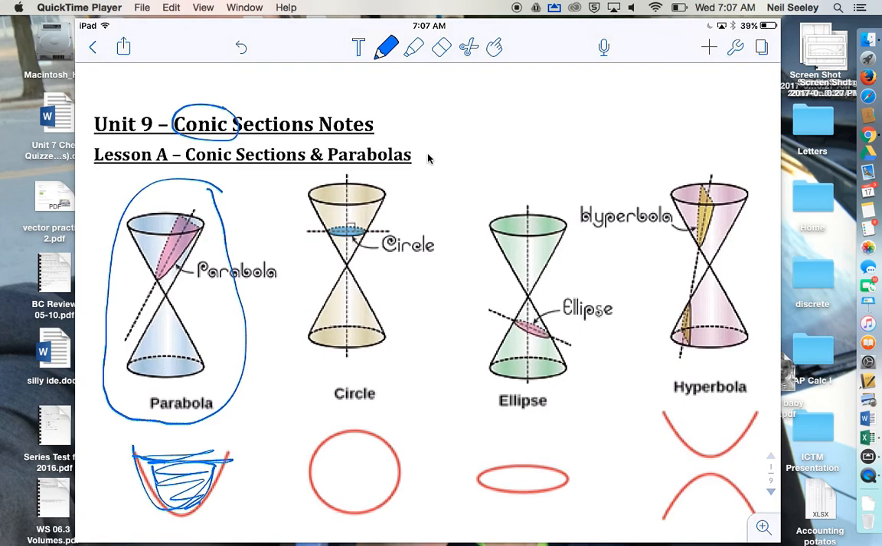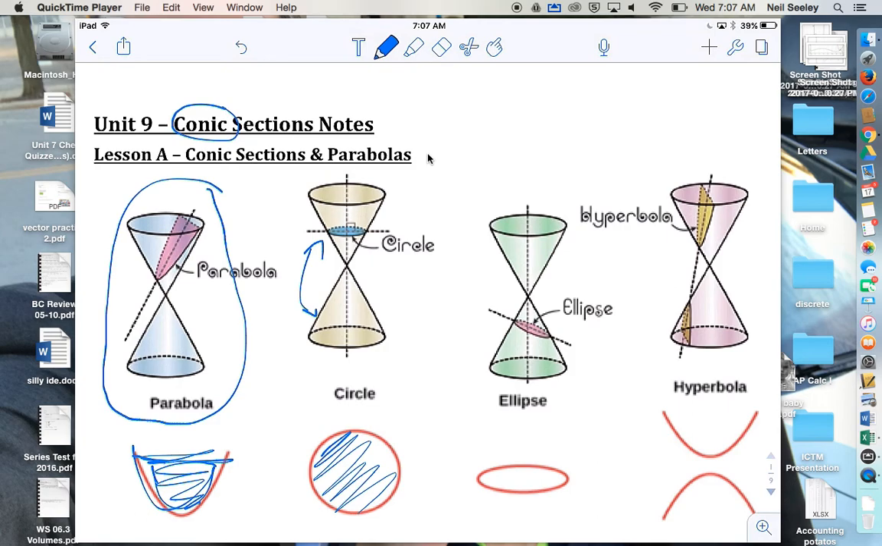And then if you turn it and slice it exactly at 90 degrees to the cone and only hit one of the cone sections, and by the way, there's two sections to any cone, that's something to talk about here in a minute, but if you do it straight across, you get a circle as the cross section if you pull the pieces apart.